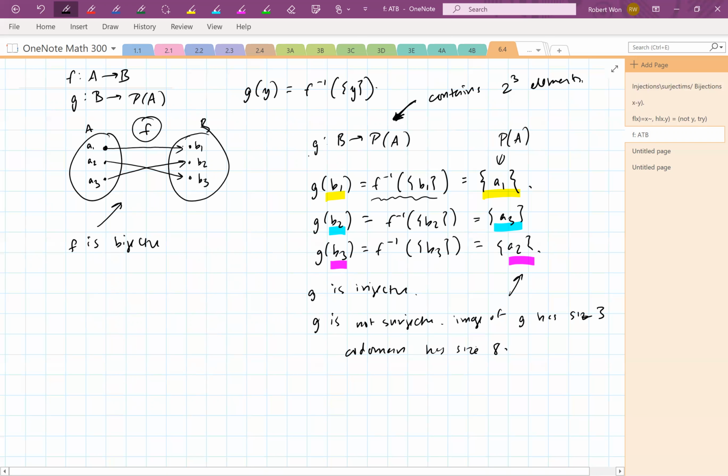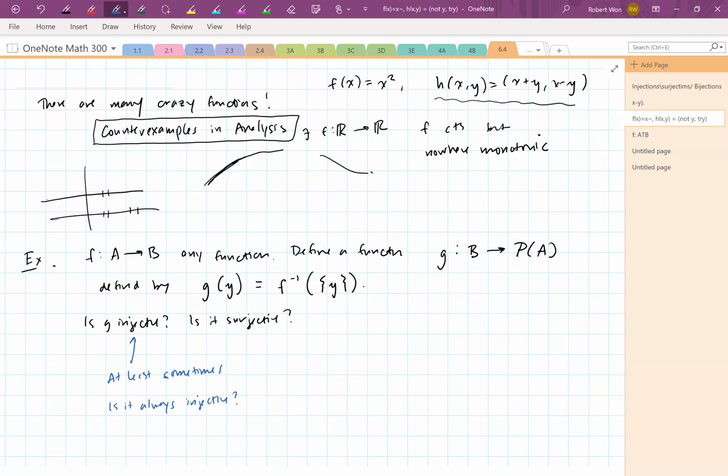But again, that's only for this specific G. In general, is it surjective? What we figured out is not always, because we found an example where it's not surjective. So it's not always surjective, but we could ask, is it ever surjective?